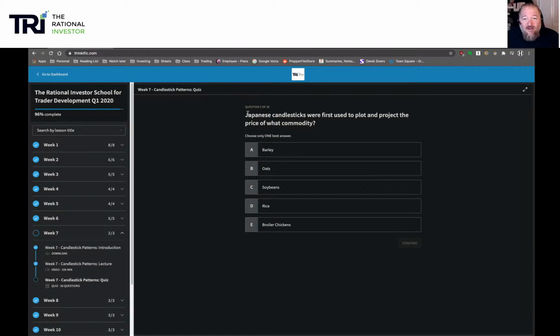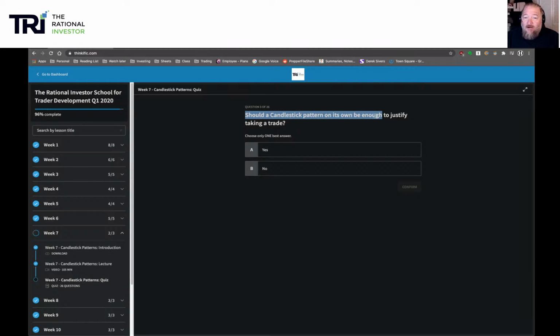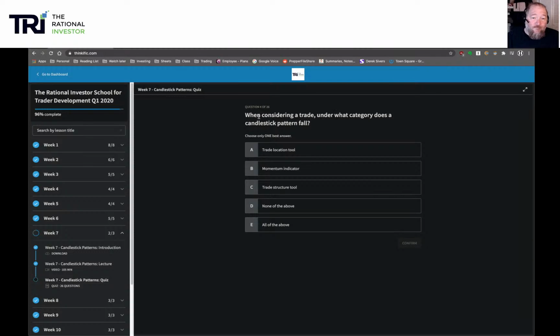All right, Japanese candlesticks were first used to plot and project the price of which commodity? And that's rice. Should a candlestick pattern on its own be enough to justify taking a trade? No, not on its own. It is our market structure component, right? When considering a trade, under what category does candlestick pattern fall? That is a trade structure tool. Okay.